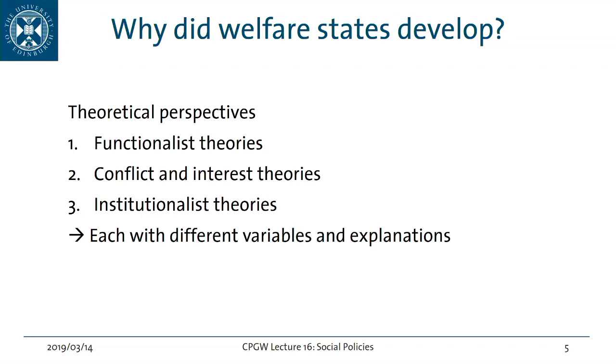So let's think about a couple of different perspectives on why welfare states then came along. We know that they're not very, very old. They're essentially an invention of the 19th century, so that doesn't mean we have to go that far back. And we have a couple of different theoretical perspectives that deal with how they came about. What made them be adopted? So the first one that I want to be talking about is functionalist explanations.